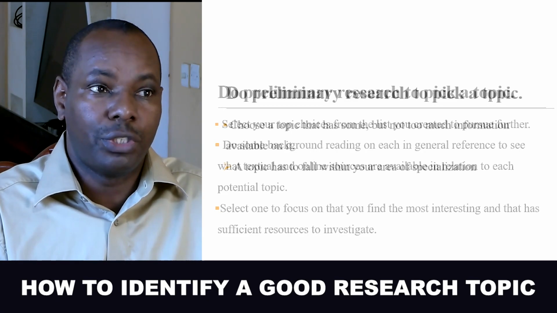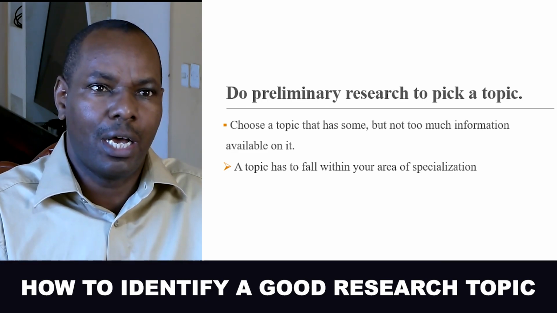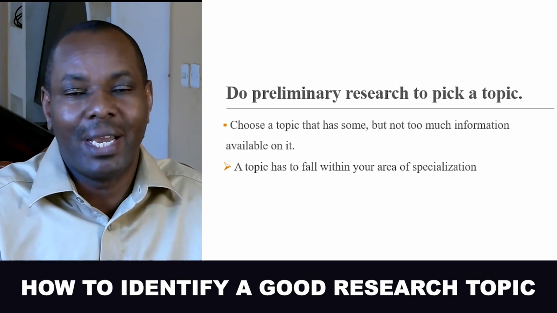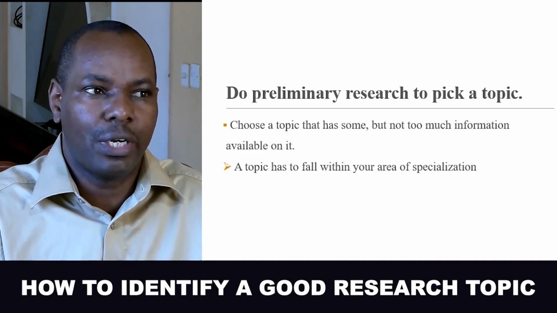You also need to choose a topic that has some but not too much information available to it. It means that if it has too much information, other scholars have really researched on that area, and you may not have a suitable contribution to what has been done before, because there is too much information, meaning that a lot of work has been done by other scholars, and therefore you may not be reinventing the wheel on what has been done by other scholars.